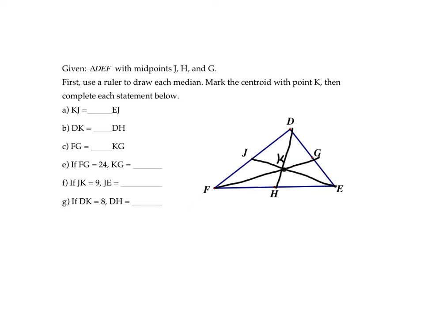Okay, so now we're going to use that centroid theorem to answer each of these questions. So in here we're asked to find, or to compare, the length of KJ to the whole length of EJ.